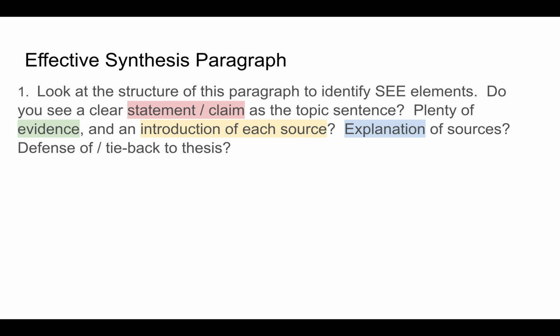So check out this paragraph coming up here. So we have a good example of a synthesis paragraph. We want to see the statement or claim as the topic sentence. Plenty of evidence, so not just one quote from one source, plenty of evidence. Do we introduce each source and connect the sources together well? Do we explain the sources correctly and tie back to the thesis?